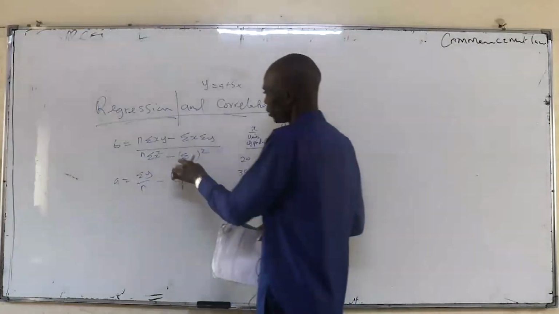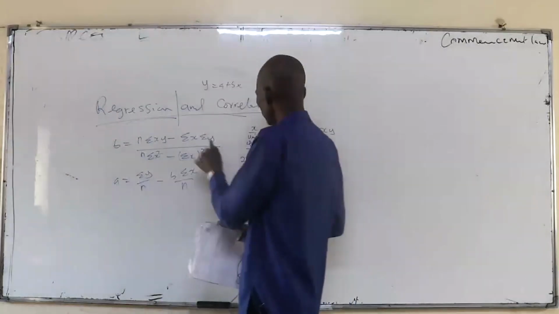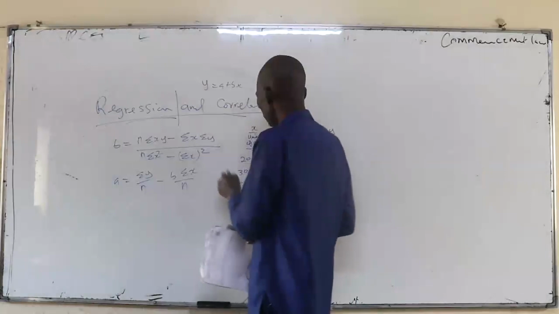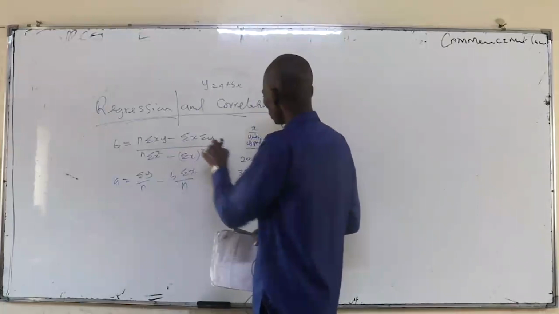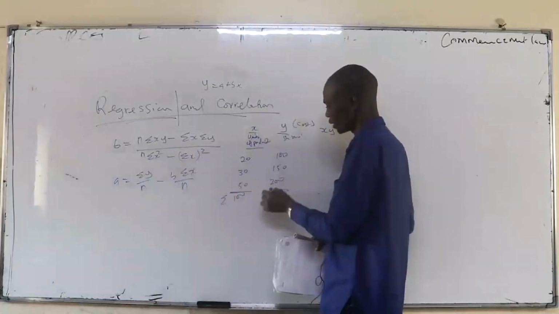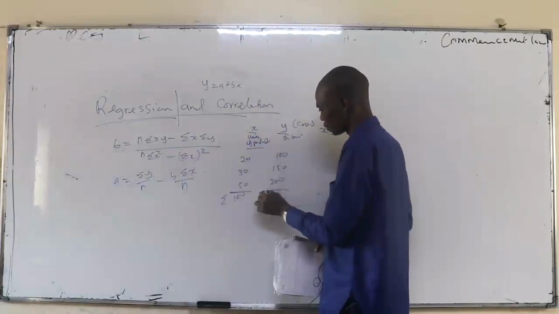We are able to get the summation of x simply by adding all this. So 20 plus 30 plus that is 100. So we shall obtain the value of the summation of x. Also, summation of y, we just add this 100 plus that. This is 250 plus that is 450. That is the summation of y. Then the xy also we need.